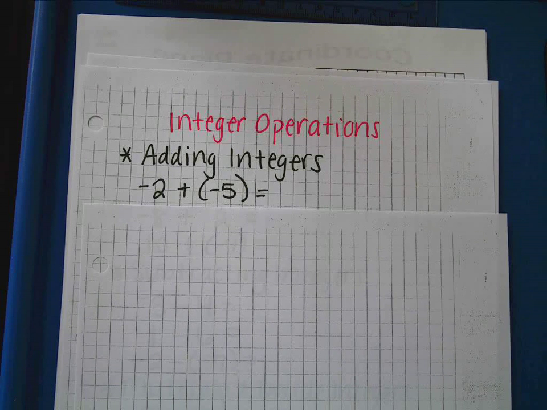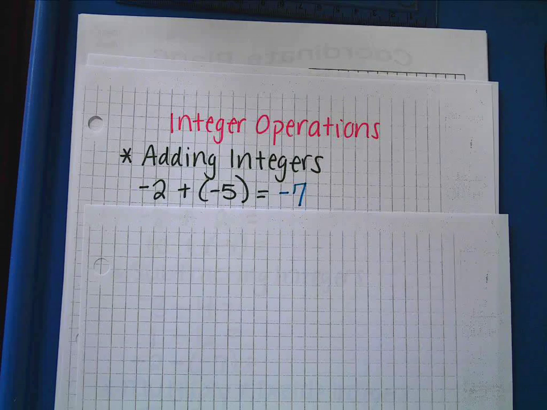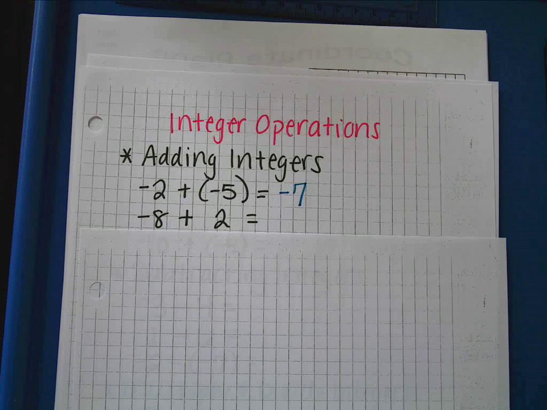If we've got a negative plus a negative, like -2 plus -5, that's like having 2 negative things and 5 negative things, and we put them all together to make 7 negative things. So -7. If we have -8 plus 2, we have different signs.